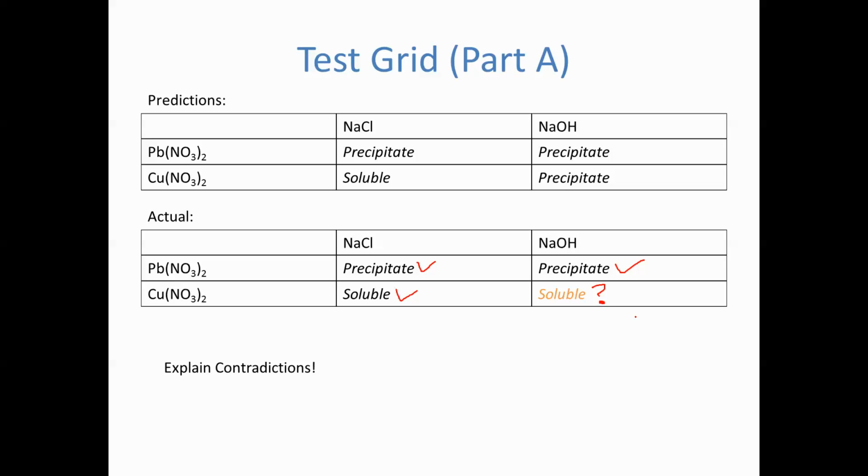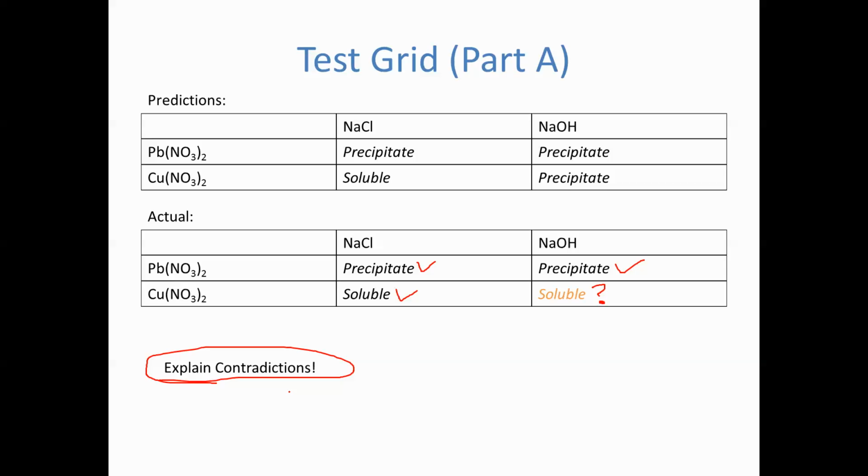So here we have a combination of ions, the copper and the hydroxides, that should produce the precipitate according to the solubility rules, yet it does not. So one of the things you'll be asked to do in the lab is to explain contradictions. So there's a number of things that can cause you not to form a precipitate during the combination of ions that are predicted by the solubility rules to make precipitate.